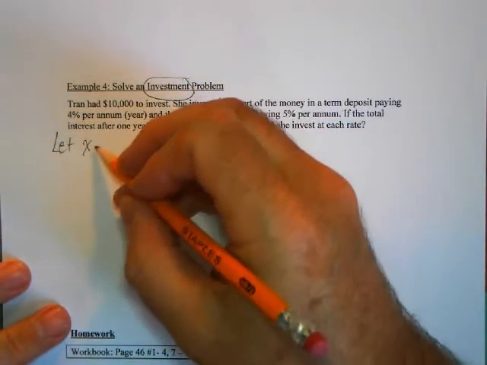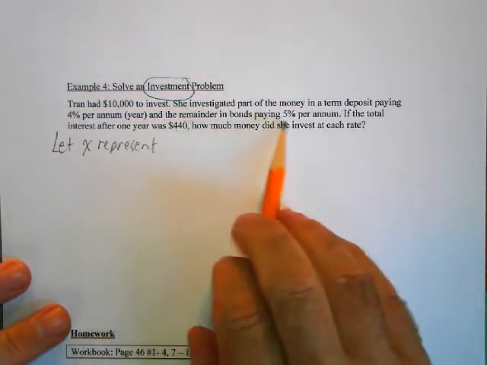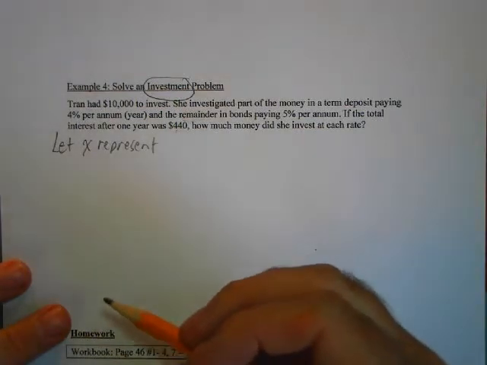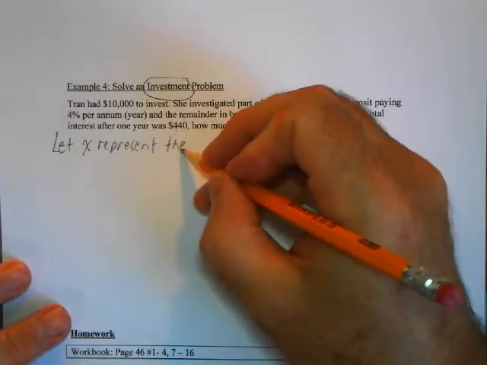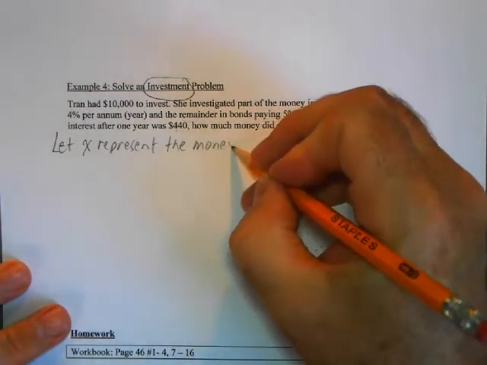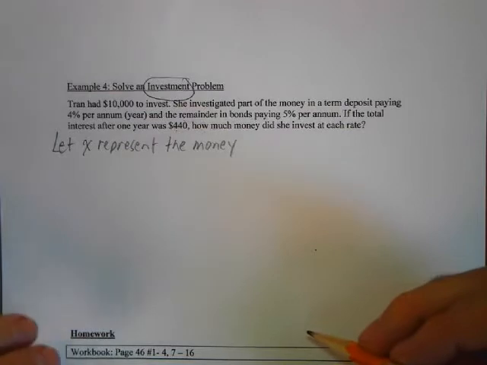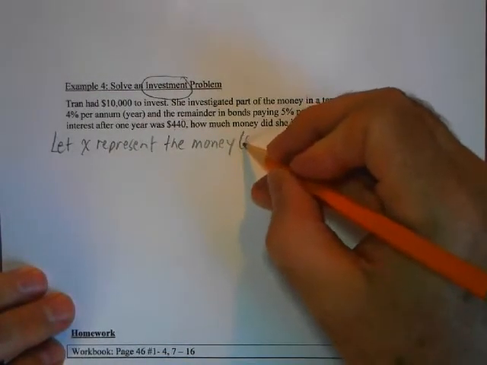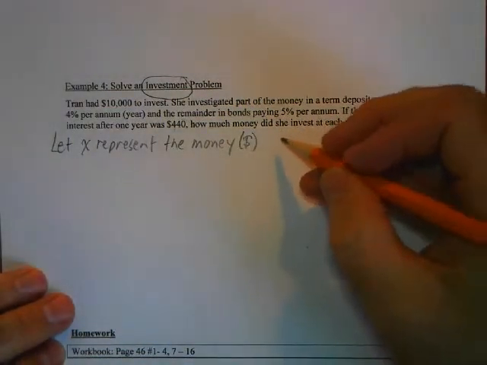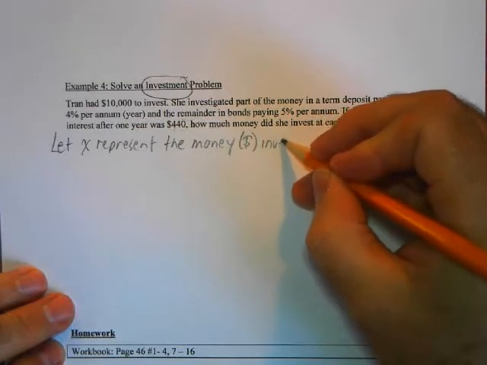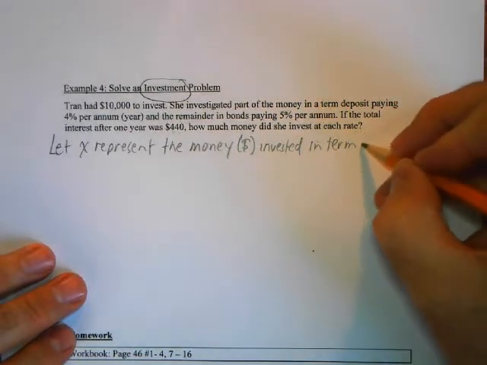So let x represent the money that went into the term deposit. Again, don't say let x represent term deposit. That's way too vague. It's the amount of money, actually. And money could be in different units as well. You could have euros and pesos and yens. This is in dollars. Not sure if it's Canadian, but let's assume it is. The money invested in term deposits.